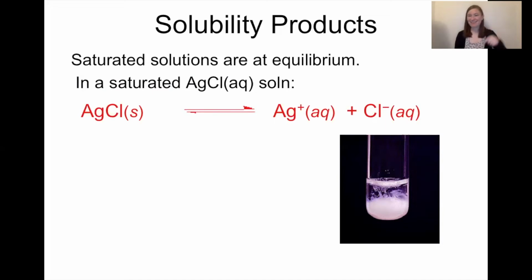Take a minute to write down the equilibrium constant for this equation, Keq. You should actually be writing it down.